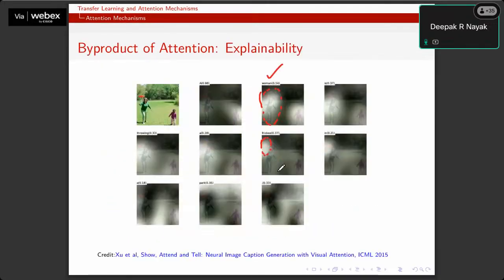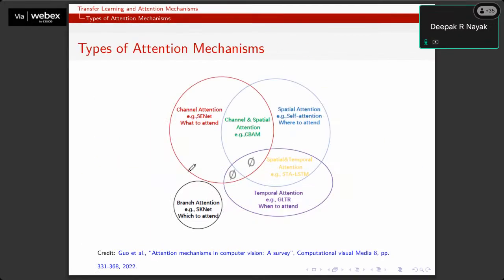In general, I'm talking about visual attention. The visual attention mechanisms are of two types. One is channel attention and one is spatial attention. I'll discuss in detail what exactly channel attention is and what exactly spatial attention is. Channel attention tells us what to attend. Spatial attention tells us where to attend. And you will also find combinations of channel and spatial attention.